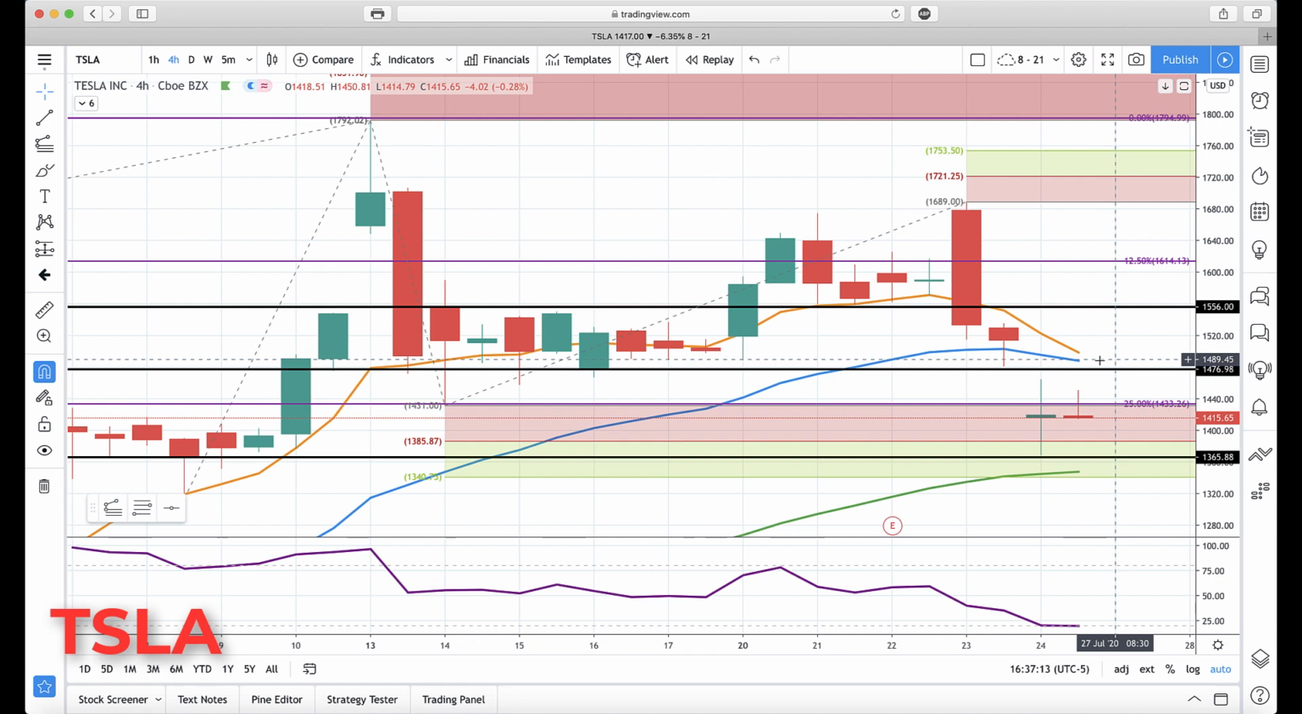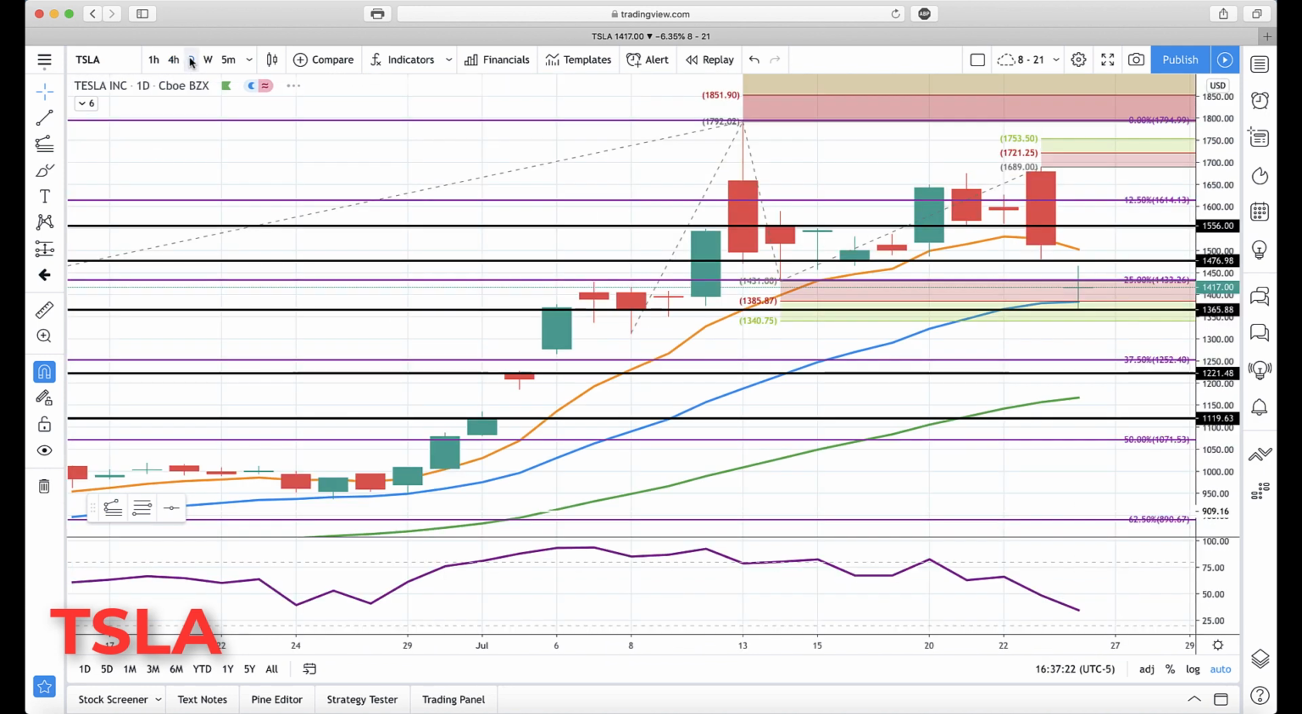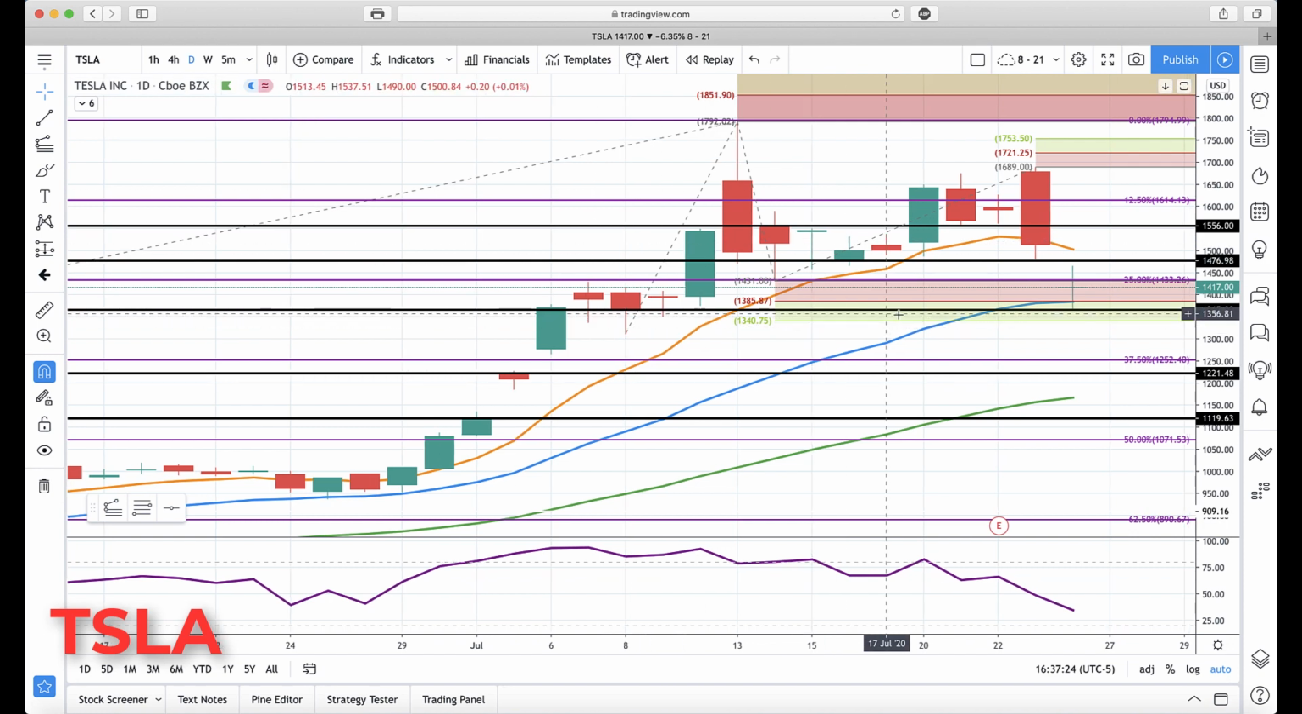So 4-hour is now in neutral mode. Okay, it's gone from bullish mode to neutral mode. Daily is still in bullish mode, but weakening bullish mode. We went through, tested the bottom of the rotation zone, and then rotated back up, still closing in the rotation zone. If we close below the rotation zone, then that will go to neutral mode also.